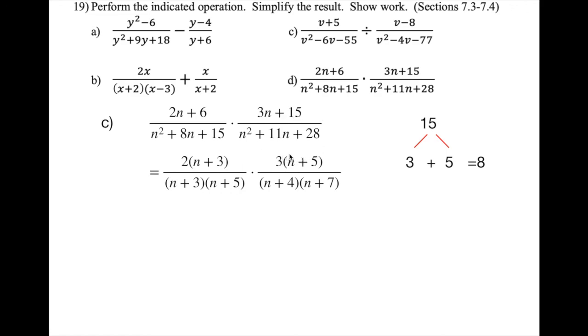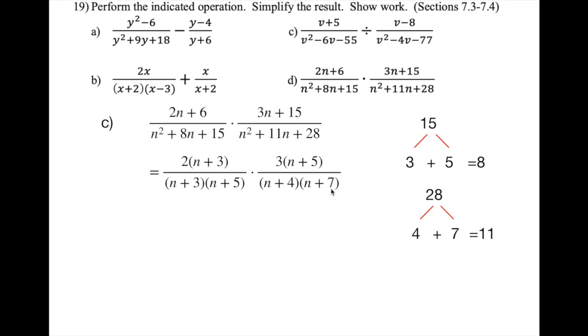For the second numerator, here, we see a common factor of 3. So it will become 3 times n plus 5. And down here, again, we use the AC method. Factorize 28, so the summation will be 11. So that will become n plus 4 times n plus 7.